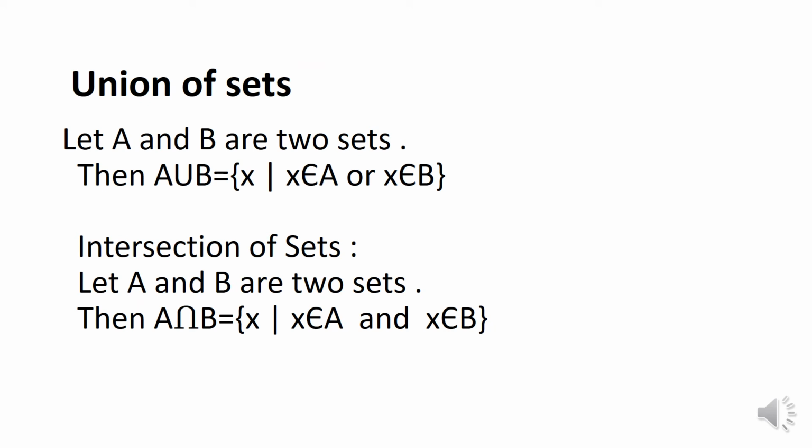Union of sets. Let A and B be two sets, then the union of sets can be defined as the set of all elements x such that x belongs to the set A or x belongs to the set B. And intersection of sets: the intersection of two sets A and B is defined as the set of all elements x such that x belongs to A and x belongs to B. So in the union, the element must be in either of the sets, either in A or B, and in the intersection of two sets, the elements must be contained in both the sets A and B.